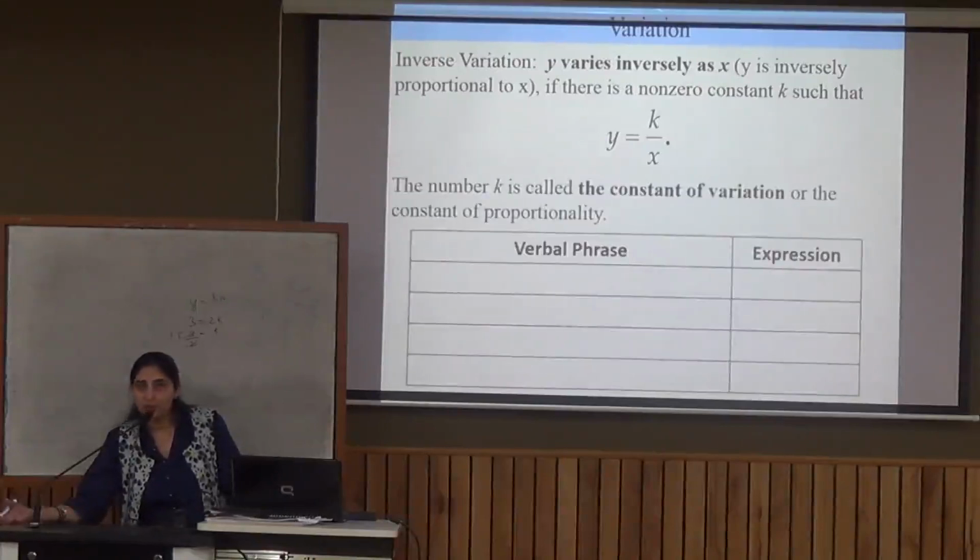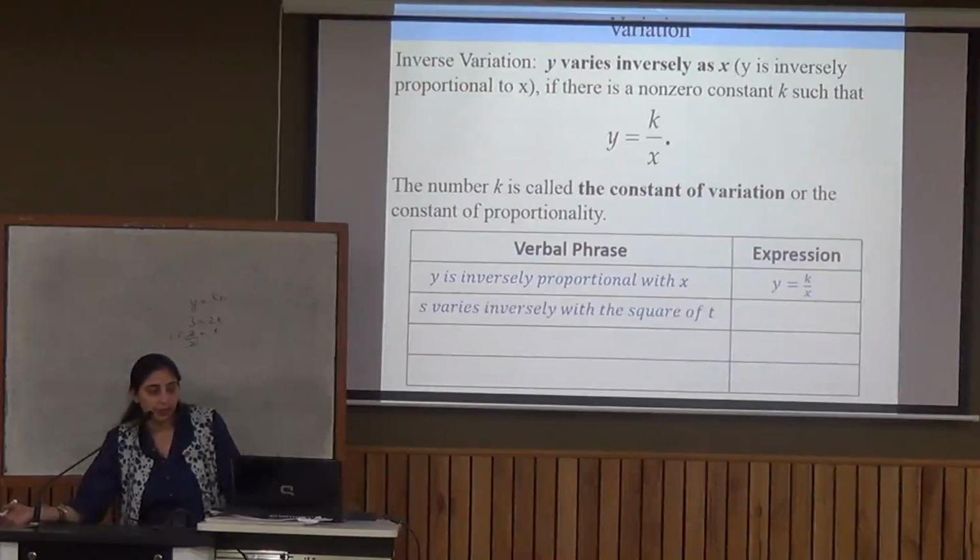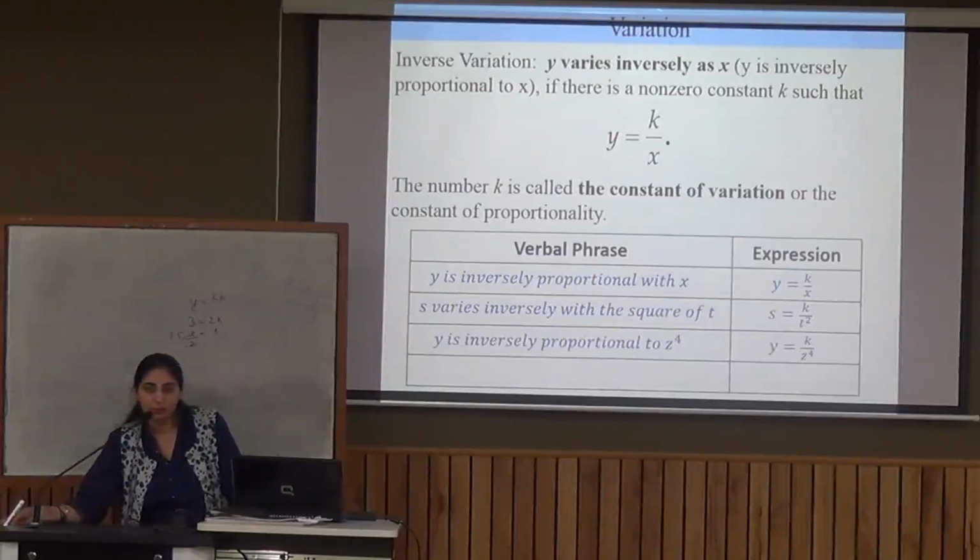Now we can write certain expressions using inverse proportion. Y is inversely proportional to x. We can write it in the form of y is equal to k upon x. S varies inversely with the square of t, so it becomes s is equal to k upon t squared. Y is inversely proportional to z to the power 4, so it becomes y is equal to k upon z to the power 4.